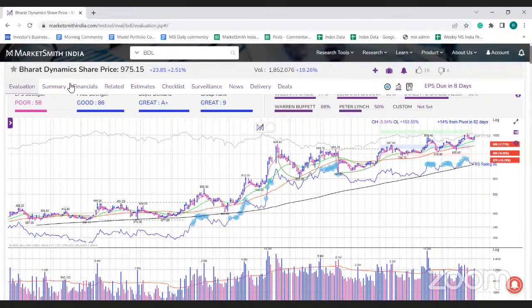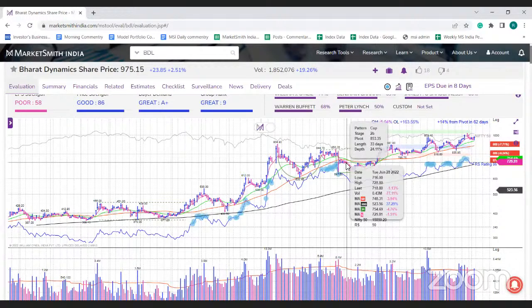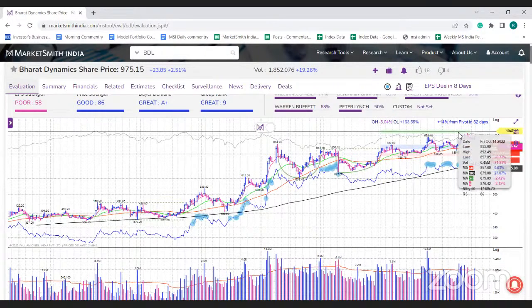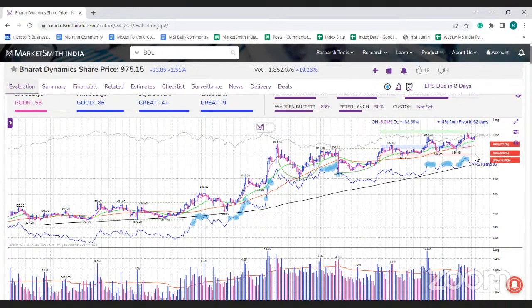If you look at BDL, Bharat Dynamics, it broke out from a stage 2 cup base and is currently trading close to its profit booking zone. So this upper zone that you can see is the profit booking zone, because after a breakout of 20-25%, generally some selling pressure comes in the stock.